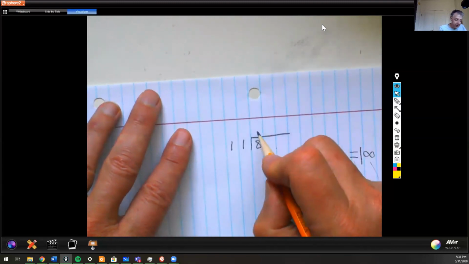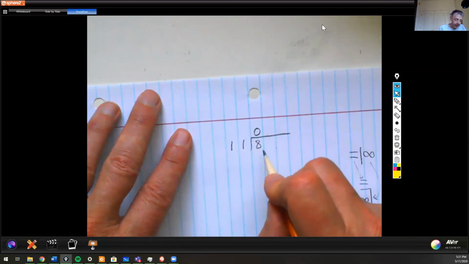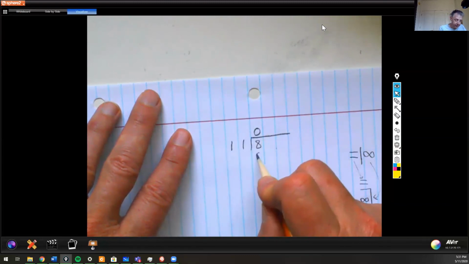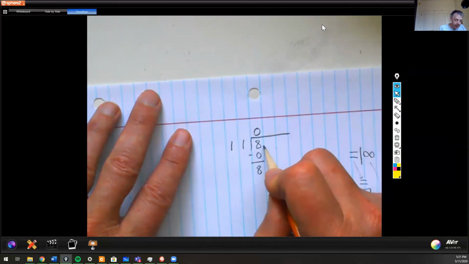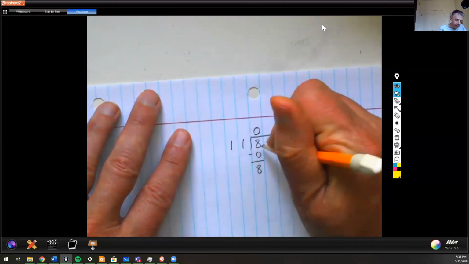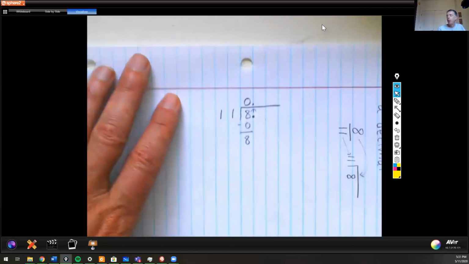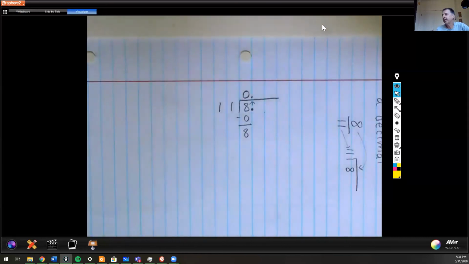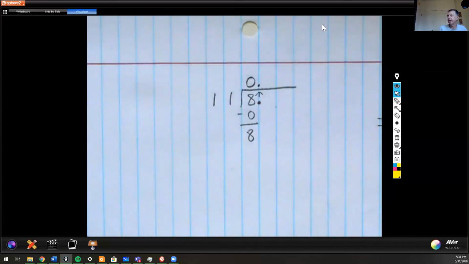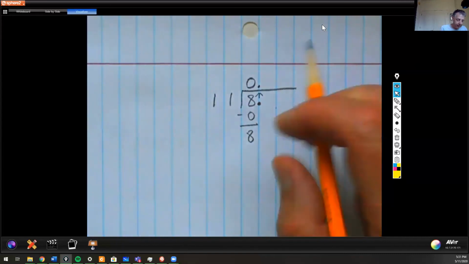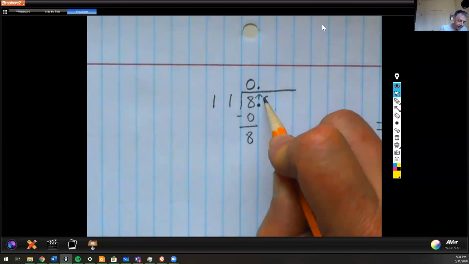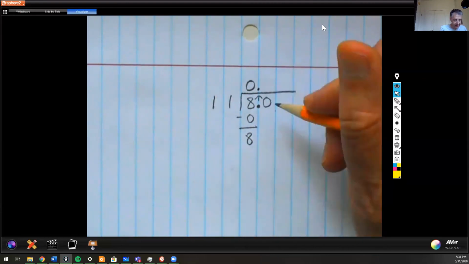First thing I do is I see that 8 is smaller than 11, so I'm definitely going to start off with a 0. 11 times 0 is 0. I subtract, and I end up with 8 again. I'm going to now add a decimal point and bring it up and put it right next to my 0. When I do that, boys and girls, I now can annex some more zeros so I can start to divide longer.